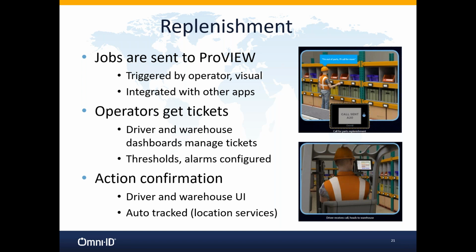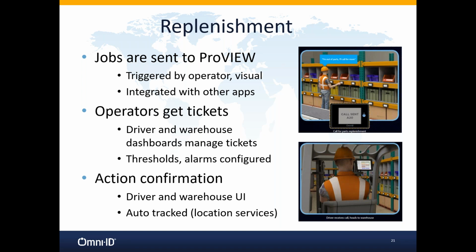That's very common. Sometimes we use the accessory port on the back where it could be triggered by a switch or a sensor to say that we're out of parts and we need to go get some more parts. Or it could be integrated with other applications where another app needs parts and hence it needs to be replenished. So there's lots of different ways that those happen to ProVIEW, but the job gets sent to ProVIEW. A replenishment operator gets a ticket. This is an electronic ticket, not a paper ticket, but the electronic ticket will show up on their dashboard. There's a driver dashboard and a warehouse dashboard. Those tickets will pop up immediately as soon as the operator presses that button or the switch gets fired or something happens. And the warehouse worker sees that he's got something he has to service.